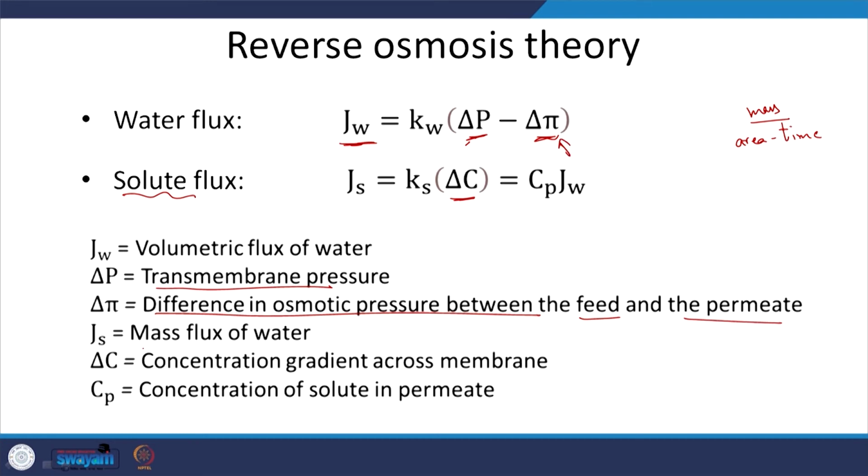So, mass flux of solute, I guess it should be solute, depends on the concentration gradient across the membrane, right. Cp is the concentration of solute in the permeate, right. So, these are general aspects here.